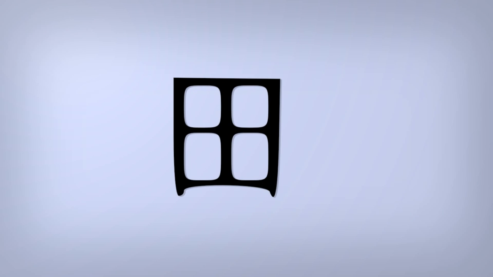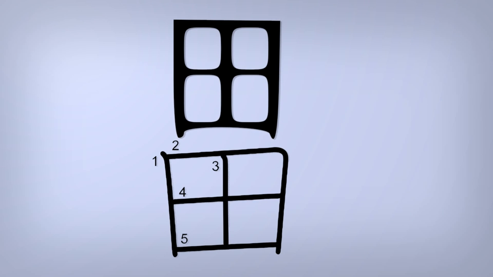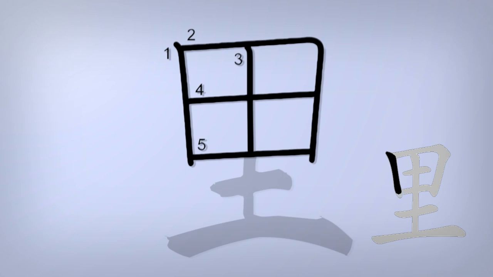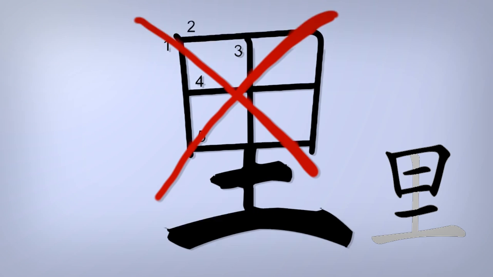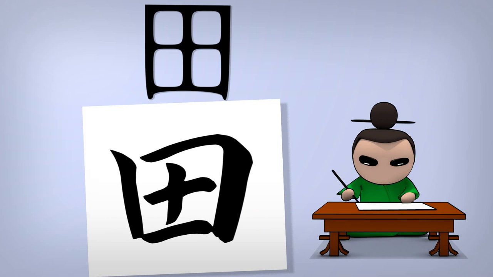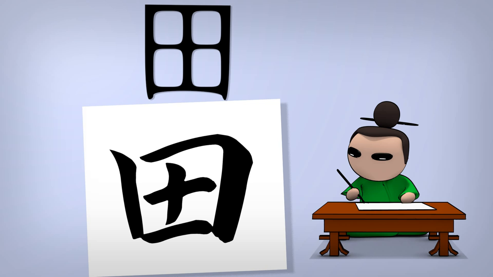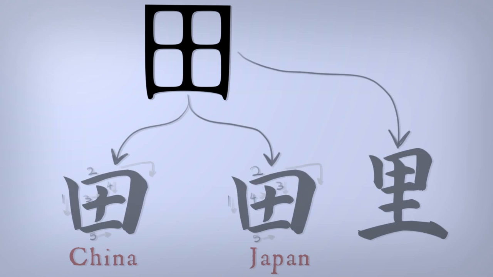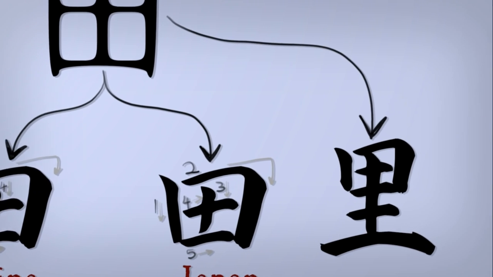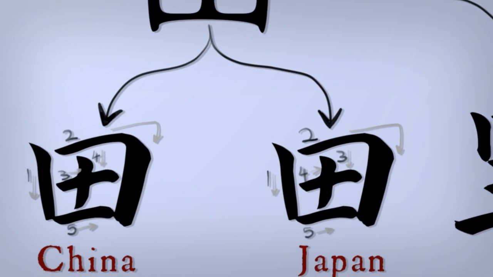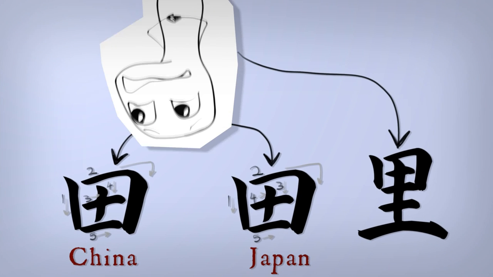Remember that rice patty from earlier? It gets written one way on its own, but another way as part of the character for hometown. And in China, that's not even the right rice patty. They switch up these two strokes. If you're in China, don't mix them up. So yes, stroke orders can change for the same character in different combinations. And yes, stroke orders for the same character can differ between China and Japan.